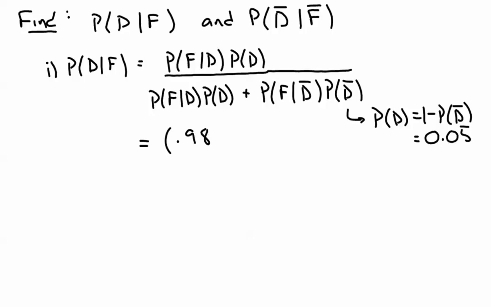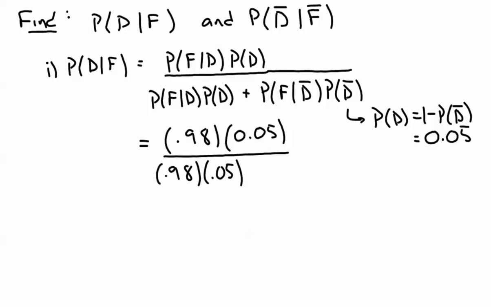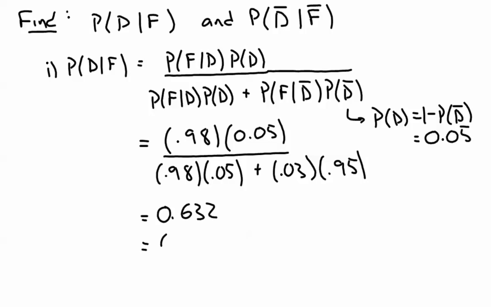This is 0.98 times 0.05, divided by 0.98 times 0.05 plus 0.03 times 0.95. That works out to be 0.632, or 63.2%. So let's talk about that for a second.